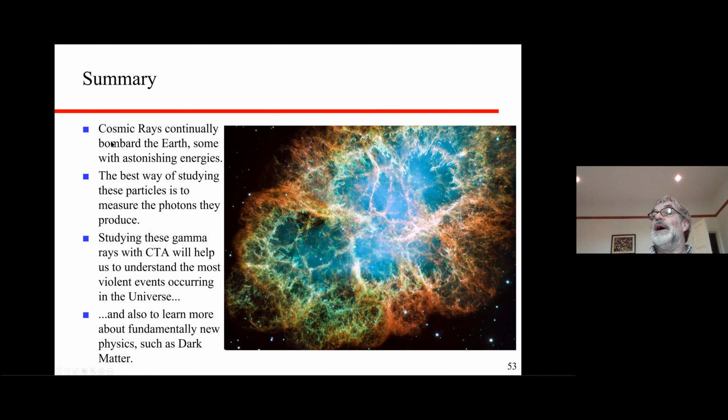Okay, so that was where I was going to stop. What have we seen? We've seen that we are constantly being bombarded by cosmic rays. Some of these have energies which are absolutely astonishing, like a 90-mile-per-hour tennis ball.